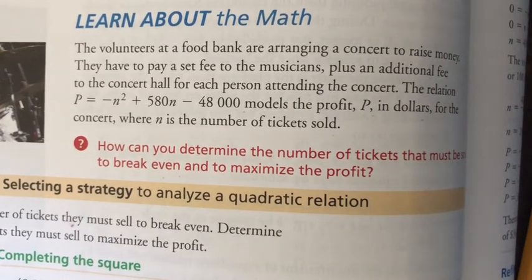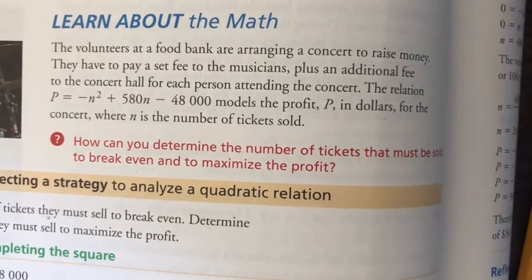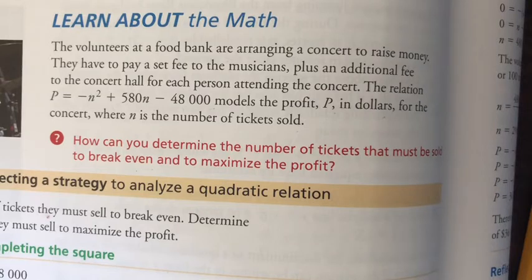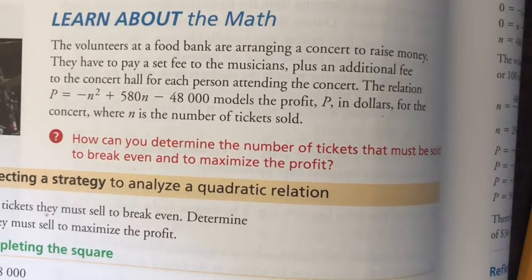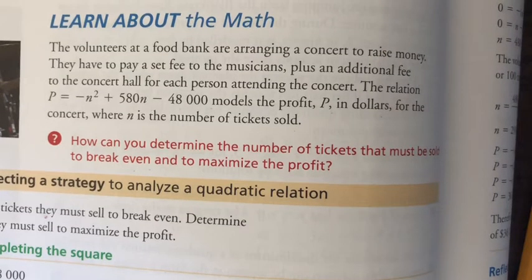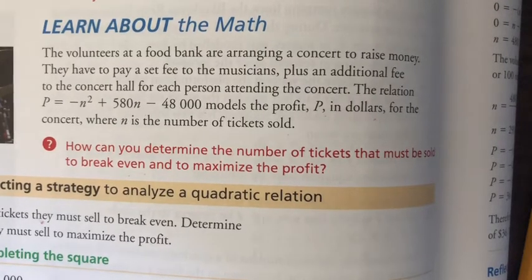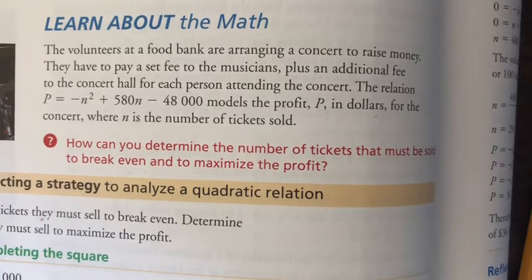The first example is on page 352 of the textbook. It says the volunteers at a food bank arrange a concert to raise money. They have to pay a set fee to the musicians plus an additional fee to the concert hall for each person attending the concert. The relation P equals negative n squared plus 580n minus 48,000 models the profit P in dollars for the concert, where n is the number of tickets sold. We need to determine the number of tickets that must be sold in order to break even, and the number of tickets that must be sold to maximize the profit.